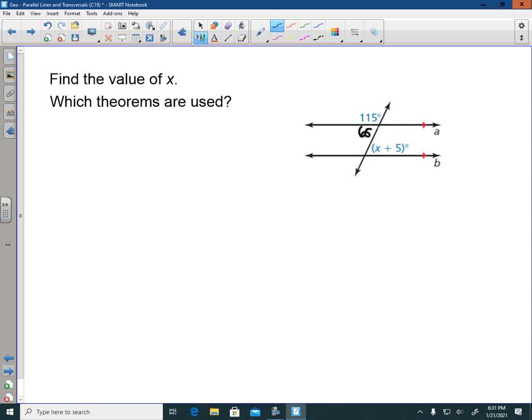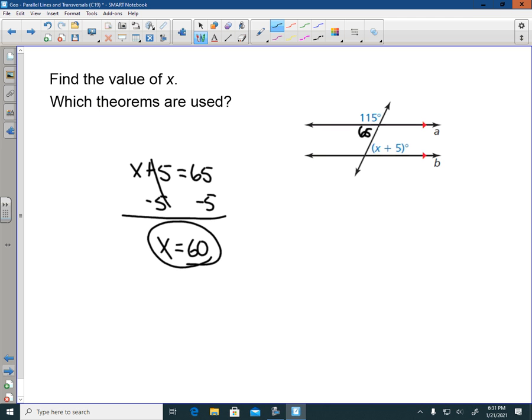And now, because the angle that's marked 65 and the x plus 5 are alternate interior angles, we know they're congruent. And if they're congruent, their angle measures are equal. And so x plus 5 has to equal 65. And then we can solve for x by subtracting 5 from both sides and concluding that x equals 60.